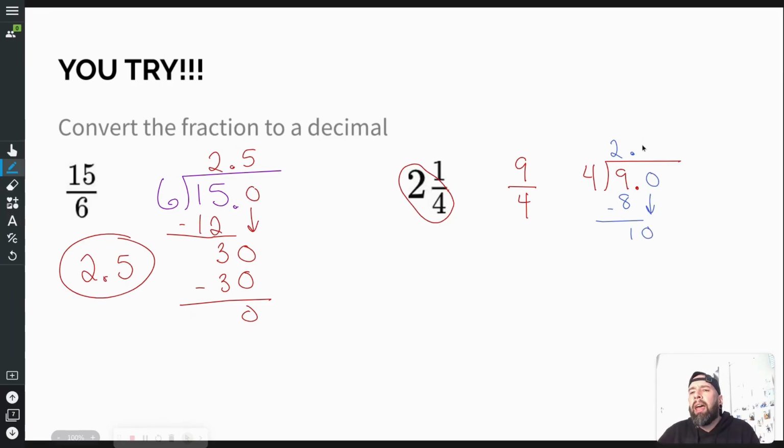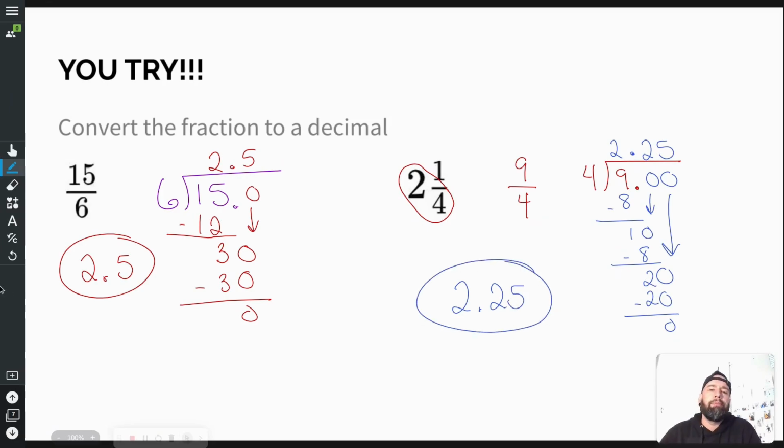4 goes into 10 twice. 2 times 4 is 8. Subtract it. You get 2. Add a 0, drop it down. 4 goes into 20 5 times exactly. 5 times 4 is 20. Subtract it, remainder 0. So this one we end up with 2 and 25 hundredths.